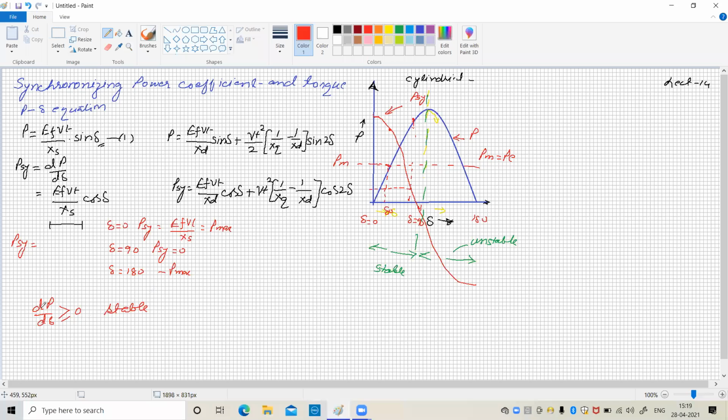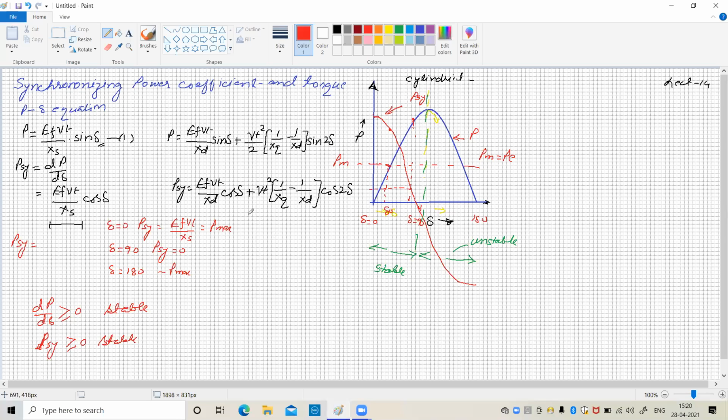Okay, so as long as our dP upon d delta, or synchronizing power coefficient PSY, is greater than or equal to 0, the system is stable. Whereas when it is a negative value, that is less than 0, the system becomes unstable. So this is the significance of the synchronizing power coefficient, and therefore the power angle characteristic of a synchronous machine, alternator, synchronous alternator as well as synchronous motor, is very important for other electrical subjects also.